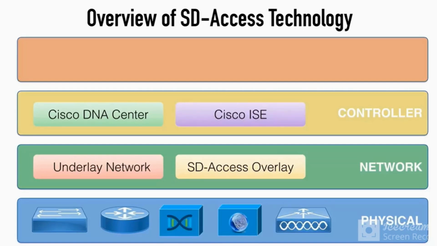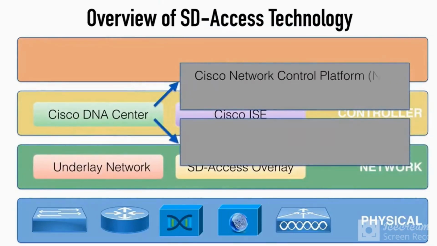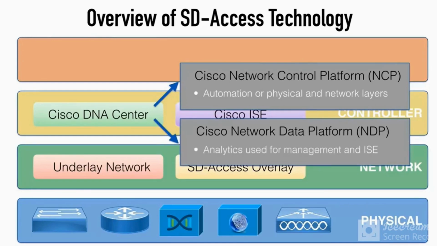We can break down Cisco's DNA Center into two main structures here, which are the Cisco Network Control Platform and Cisco Network Data Platform. Cisco NCP is used for automation and orchestration of the physical and network layers, while Cisco NDP is used to collect analytics and historical trends used by the management layer and by Cisco ISE. Cisco ISE, of course, is for identity and security services and is the piece that identifies and places users into those policy groups so that the policies can be enforced throughout the network fabric.